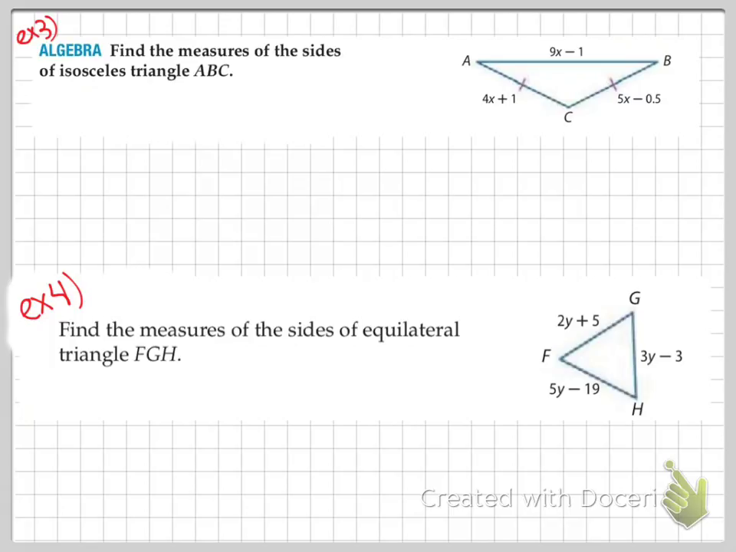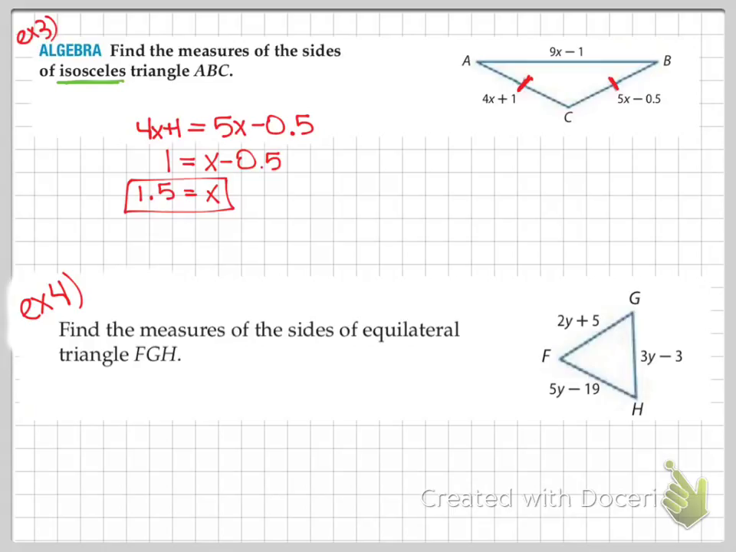So here we want to find the measure of the sides of the isosceles triangle ABC. So we're told this one is isosceles, and we're given what two sides of this triangle are congruent, these two specifically. So since we know those sides are congruent, we know that 4x plus 1 has to equal 5x minus 0.5. So now we just need to work that out. If we do that, we get 1 equals x minus 0.5. So x here is just 1.5. So that is our x.